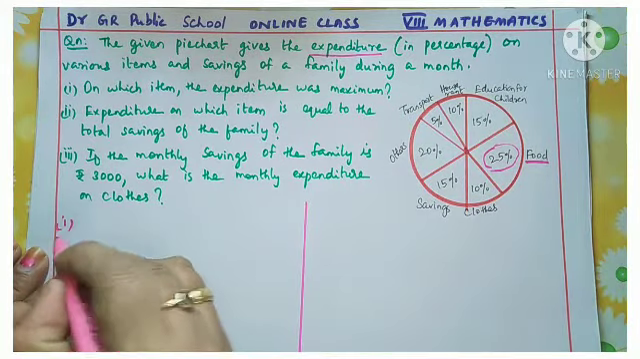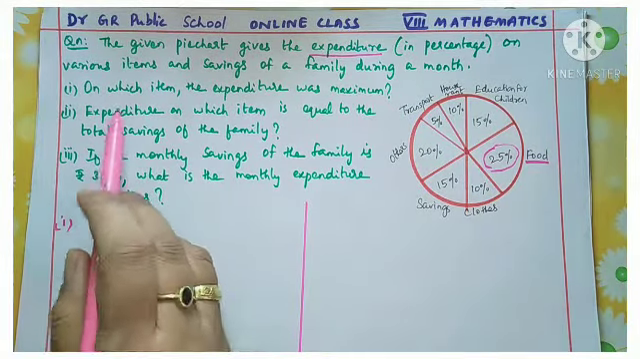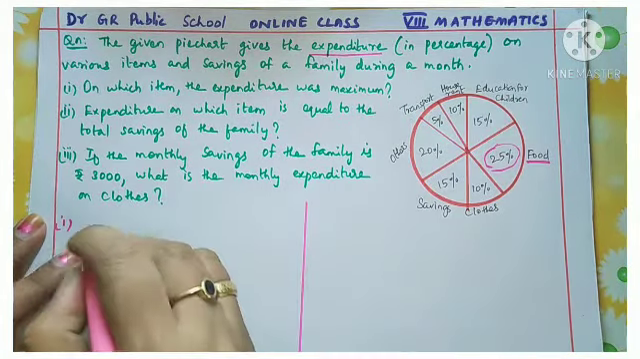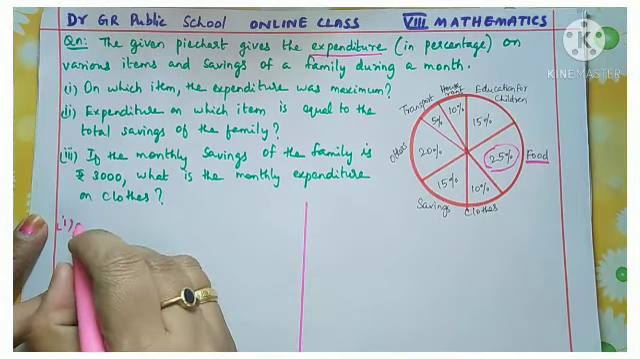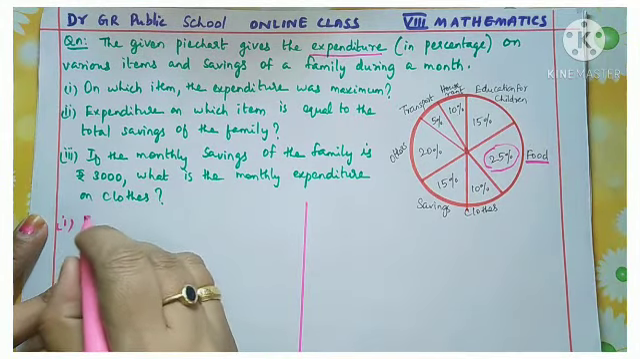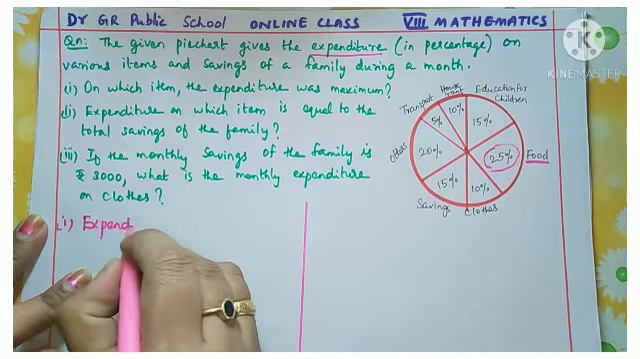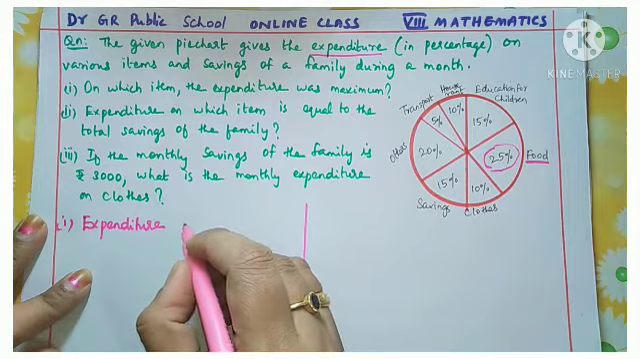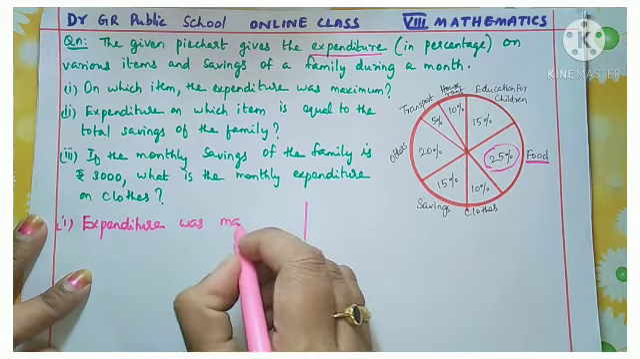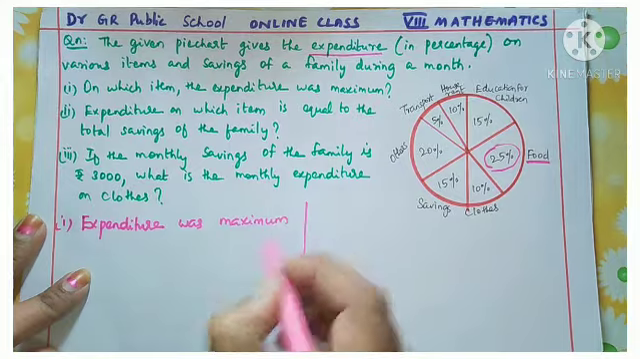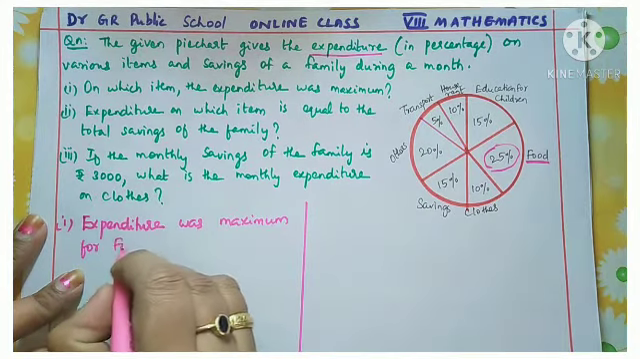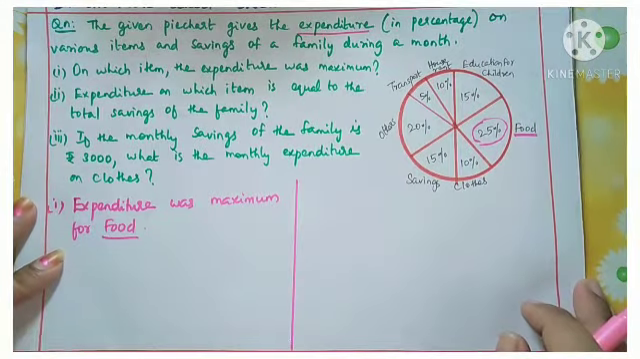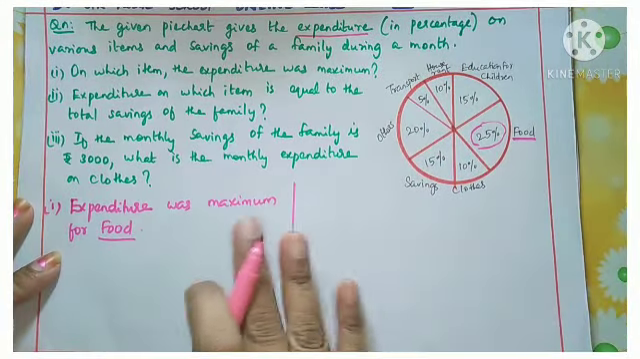So first answer is on which item the expenditure was maximum. So you want to write the answer. Expenditure, this is the answer for first question. Expenditure was maximum for food. Okay, so for food the expenditure was maximum. That is the first answer over.